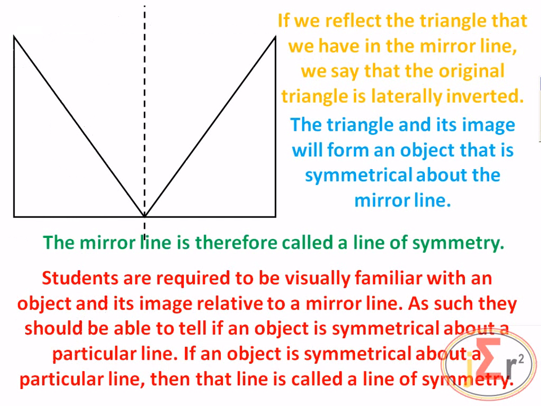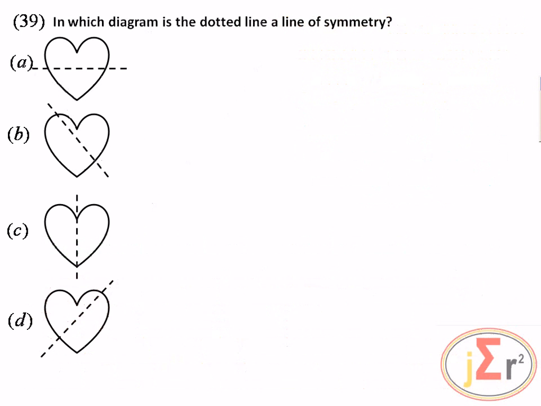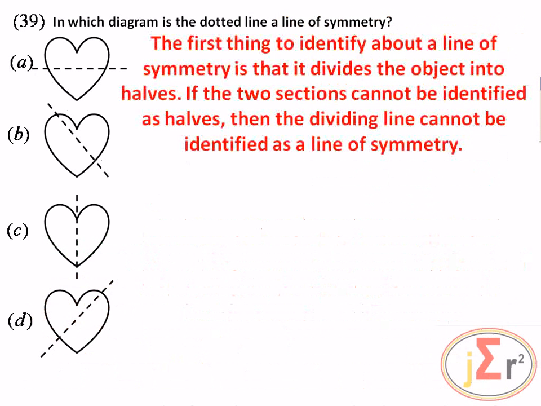And what does symmetrical mean? It means that on either side we have half, and each half is a mirror image of the other. The first thing to identify about a line of symmetry is that it divides the object into halves. If the two sections cannot be identified as halves, then the dividing line cannot be identified as a line of symmetry.